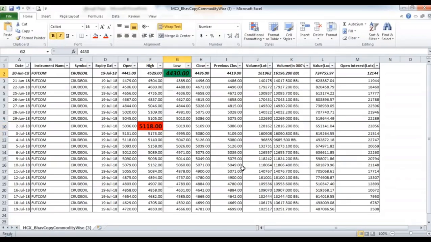Correct? And half of the month is already gone, right? Do you see it's a very big range? It's a 600 rupees range, right? So now either it creates a support above this or it creates a resistance below 4430. Now, just looking at the data, does it seem possible because it's already a 600, 700 rupees move, right?